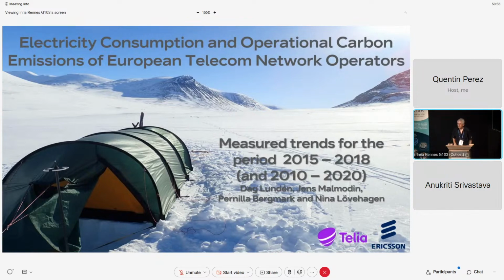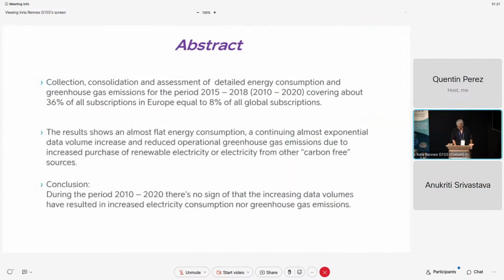My name is Dag Lundén. I work as environmental manager within Telia. Telia is a quite large telecom operator in the Scandinavian region, Nordic Baltics. And as a part of my work as environmental manager, I have had the privilege to work also part-time as a researcher. And I've published quite a number of papers regarding ICT footprint and life cycle assessment, often in collaboration with my dear colleague Jens Malmodin, as you have already met, and Pernilla Bergmark and Nina Löfvehagen, among others. And we have a defined connection also to the Royal Institute of Technology. We are in the same city.